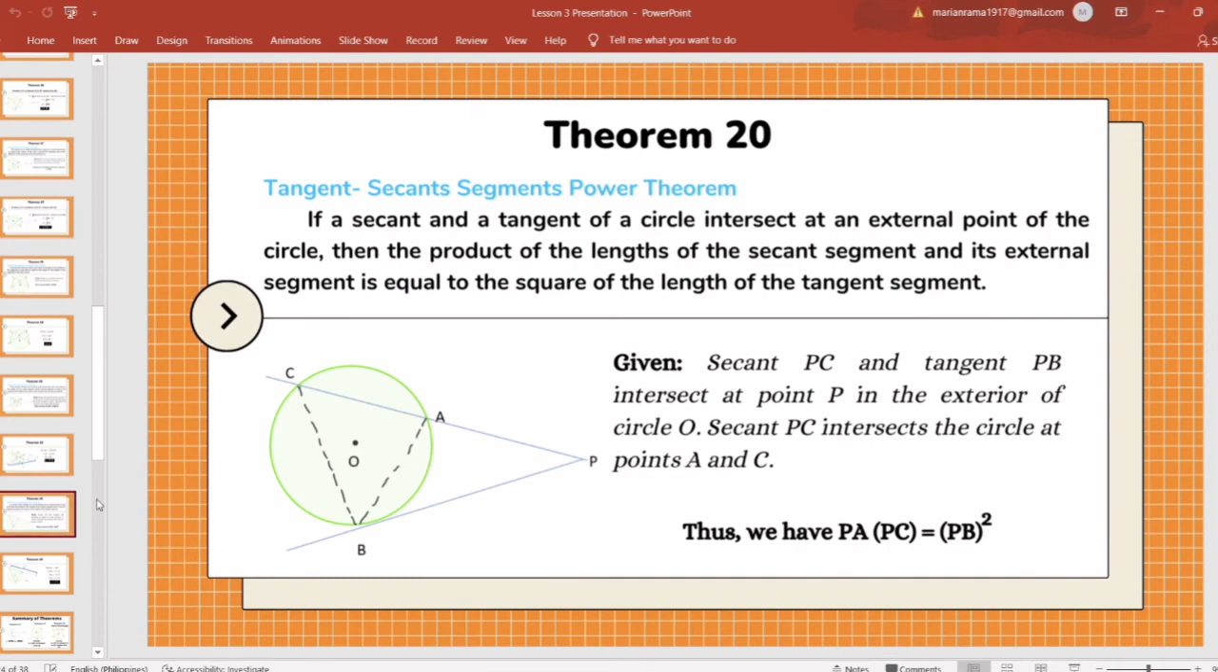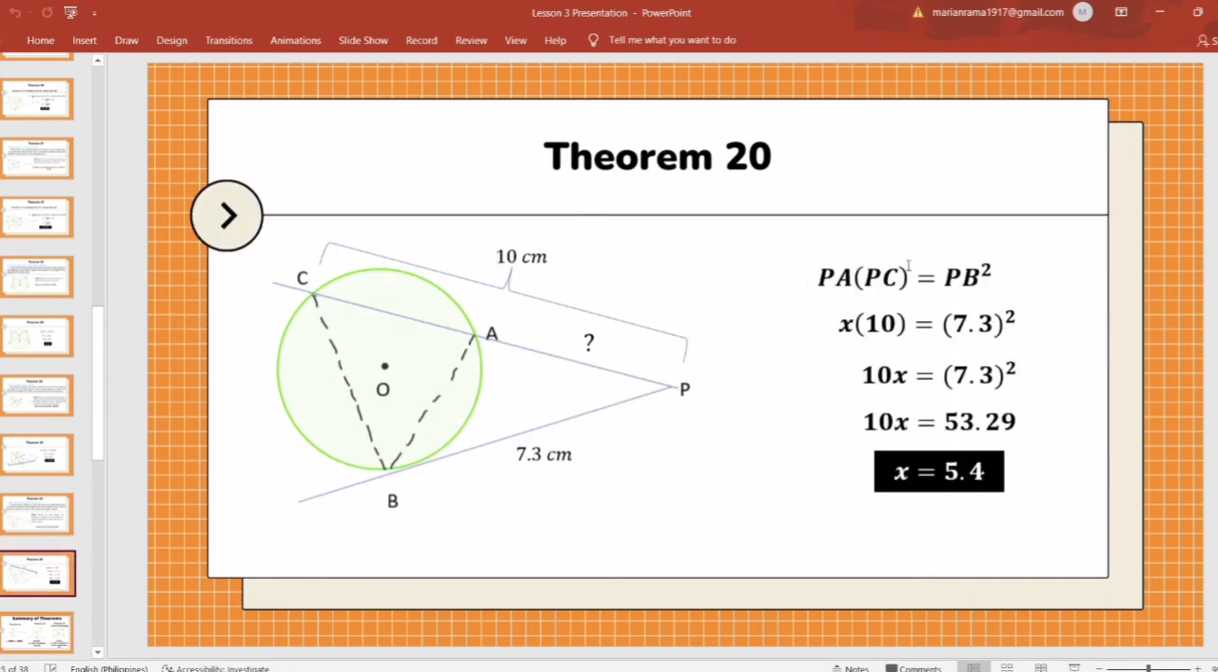Next, we have given secant PC and tangent PB. So our Theorem 20, known as the tangent-secant segments power theorem. Thus, we have PA times PC equal to PB squared. For example, we have here our PA as our unknown and our PC as 10. Then we have here 10x equal to 7.3 squared, 10x equal to 53.29. So we have here our x equal to 5.4.